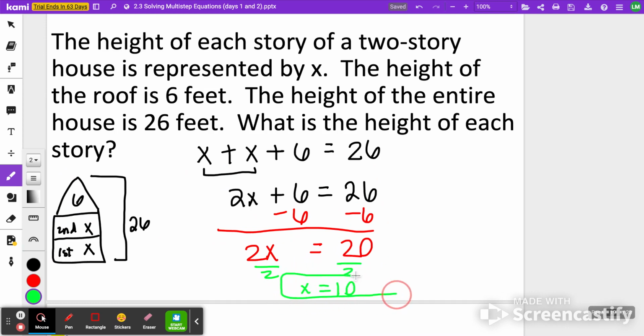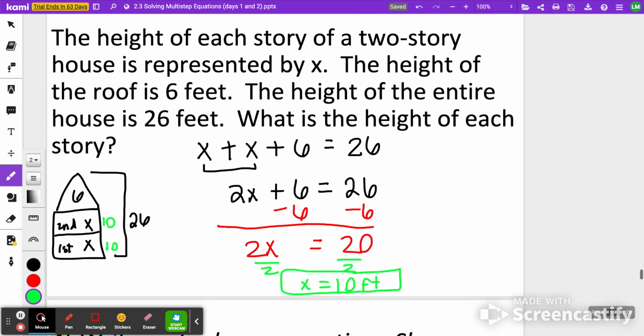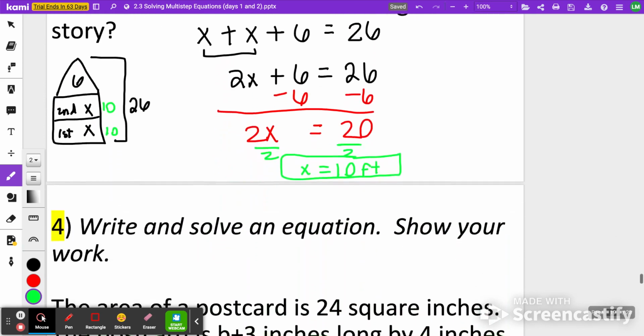So the height of each story is 10 feet. So story 1 is 10, story 2 is 10, and the final story, or the roof, is 6. So added together, they equal 26.